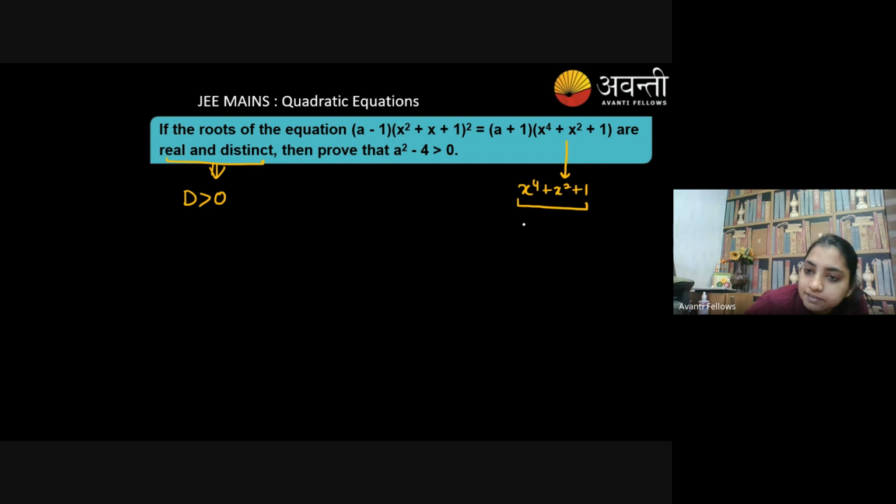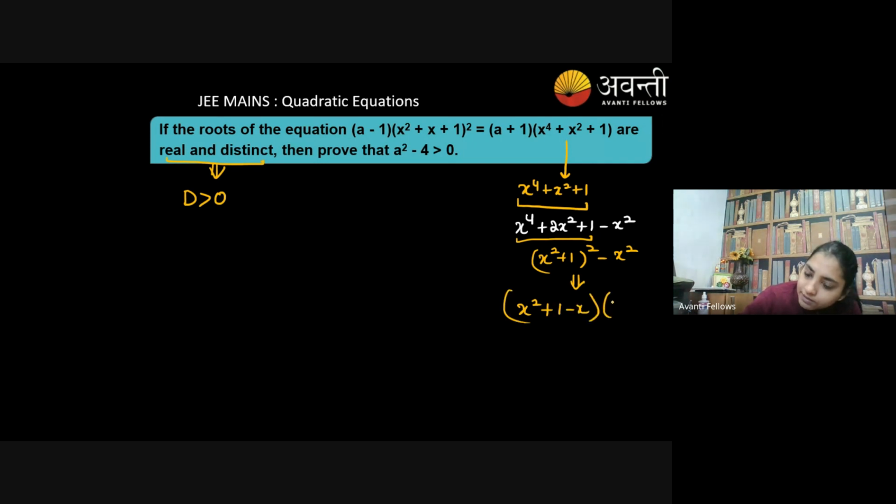It's a special case. If I can rewrite it as x power 4 plus 2x square plus 1 minus x square, is there any change in the equation? So x square plus 1 whole square minus x square. Can you see, it can be factorized: x square plus 1 minus x, x square plus 1 plus x. How many of you agree? And this point to be noted, how to factorize x power 4 plus x square plus 1. Noted?